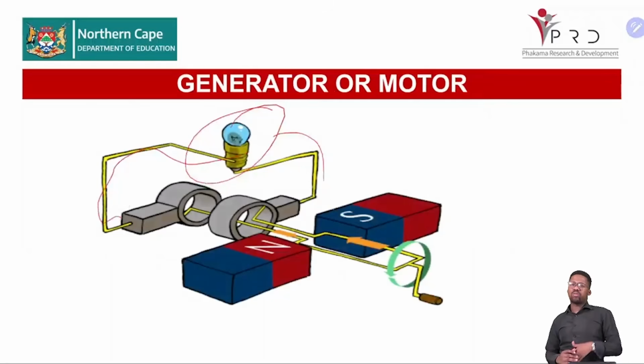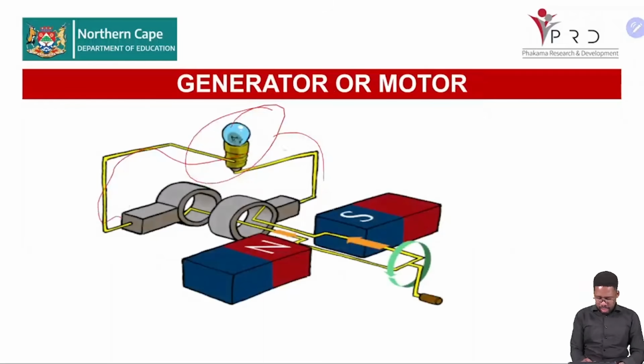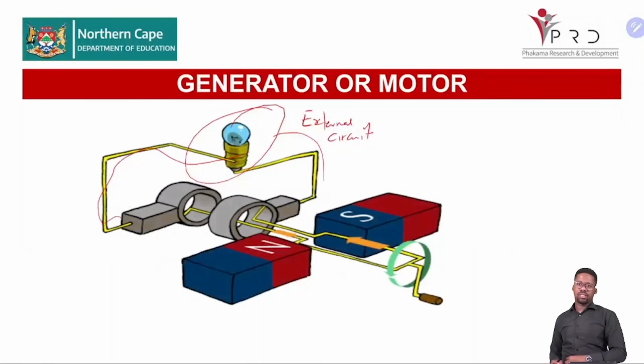So how do we see that we have a generator or a motor? A generator has an external circuit. You'll see it with the light bulbs. So it has an external circuit. And then a motor has a DC source, which is a battery.